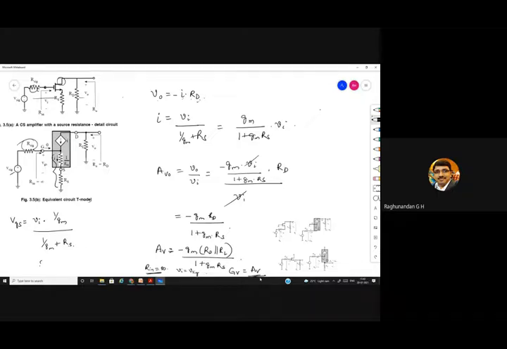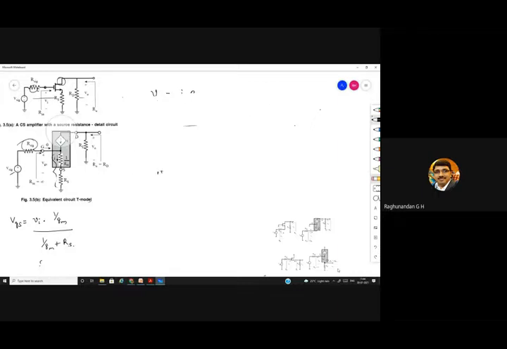So this is about the common source amplifier with source resistance, and what we did earlier was without source resistance. These two are very important from the point of examination as well as from the point of interview.